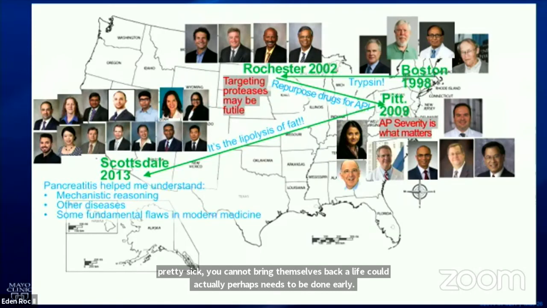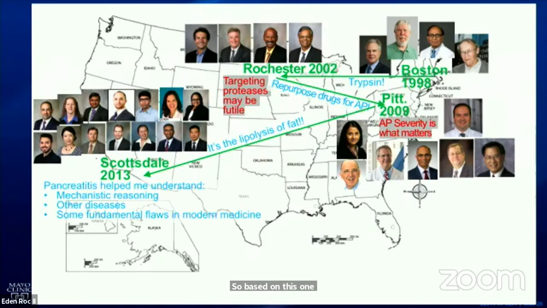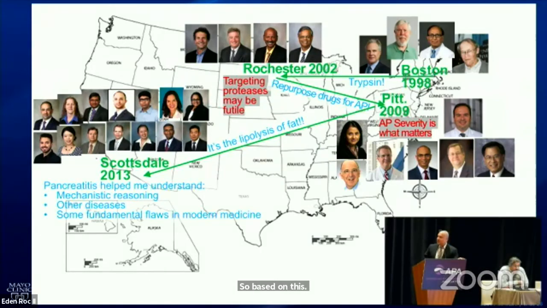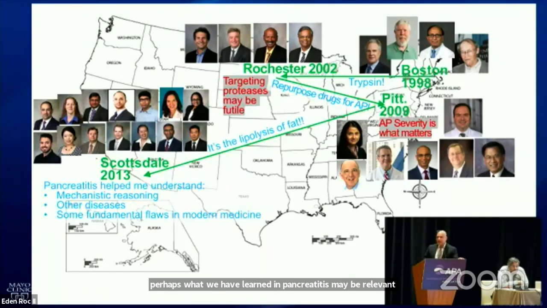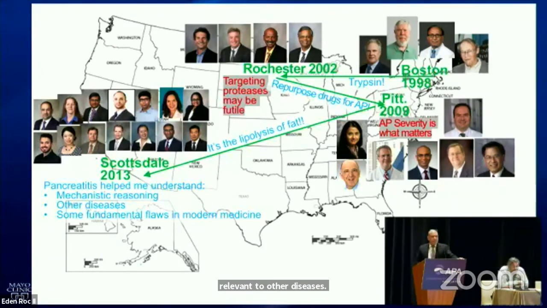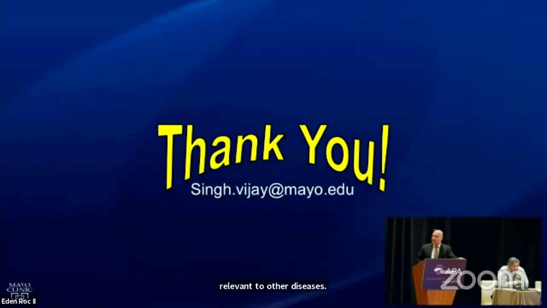So based on this, what I've learned over the last few years at Scottsdale is some mechanistic reasoning that perhaps what we've learned in pancreatitis may be relevant to other diseases, and that there may be some fundamental flaws in modern medicine that perhaps need to be reversed or prevented if we want to improve outcomes. Thank you.